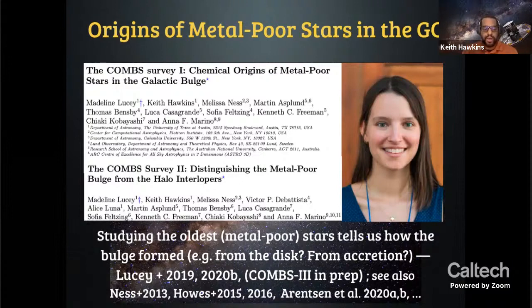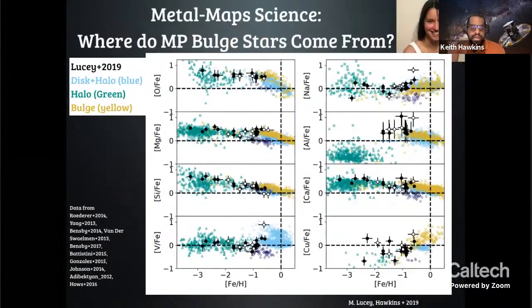And our second paper just came out a couple of weeks ago, looking at trying to study the dynamics of those stars and see which of those metal poor stars are halo interlopers versus which of those stars actually are retained inside of the bulge throughout. But I'll just point out one or two of the results from Maddie's work.